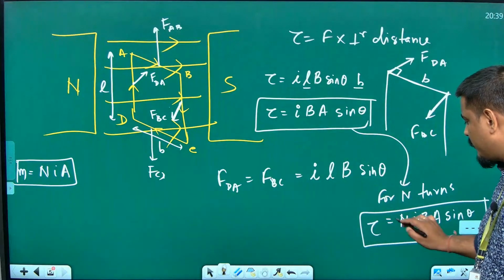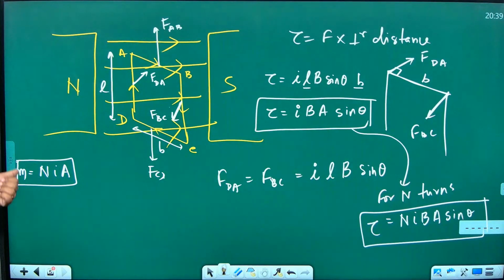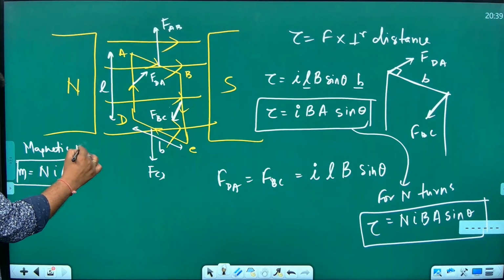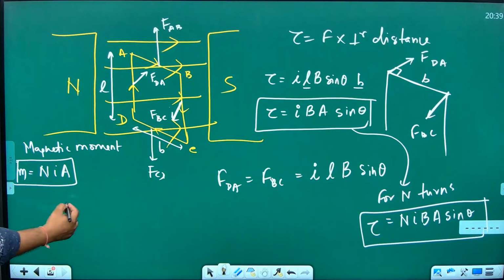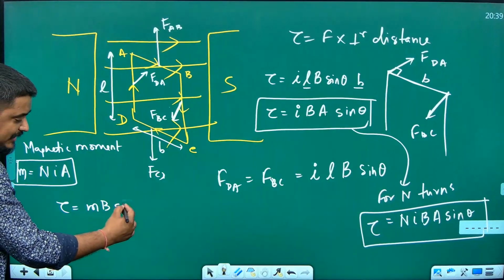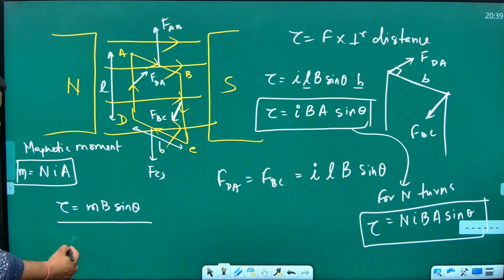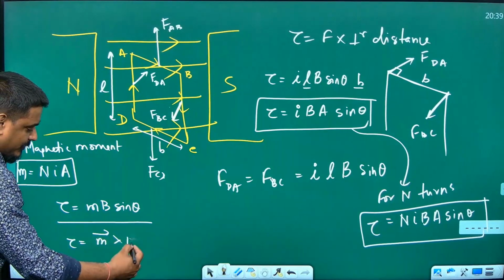Torque will become equal to NIBA sin theta, and you will learn that NIA is called the magnetic moment. It will come in the next chapter. I will teach you. Magnetic moment is equal to NIA. So if I replace NIA with magnetic moment, I can write tau as MB sin theta. In vector form, torque is equal to M vector cross B vector.